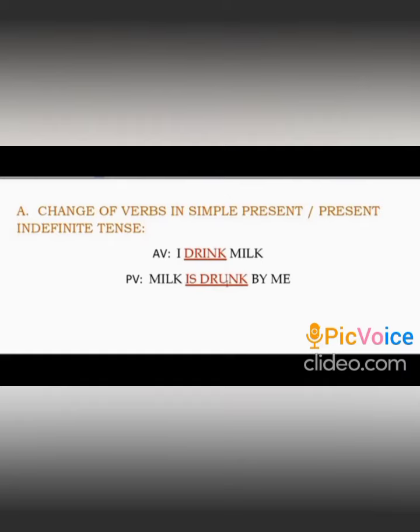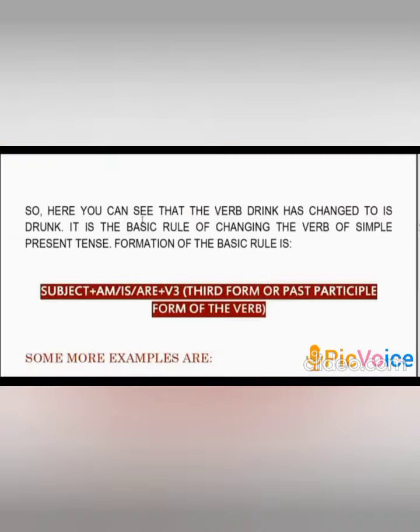Then I has become by me. In the second rule we have learnt, isn't it? I has become by me here. So this easily we can change from active to passive voice. So here you can see that the verb drink has changed to is drunk. It is the basic rule of changing the verb of simple present tense. Formation of basic rule is subject plus am or is or are plus V3. V3 means the third form or past participle form of the verb. For example, do, did, done. That is the third form. That is the done. Okay, that is the V3 form.